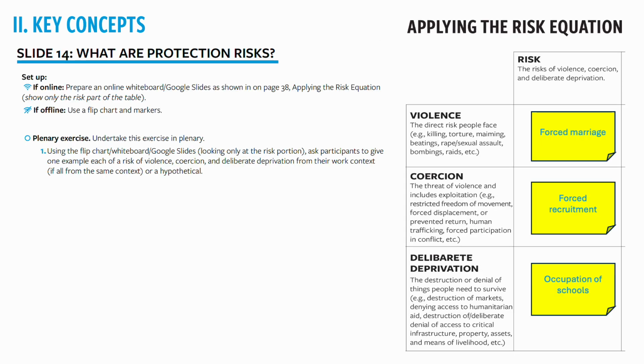This exercise is to be undertaken in plenary. If online, facilitators can use a whiteboard prepared in advance. Although it is recommended to only show the risk part of the table for now, it can also be done using a flip chart. As adults learn best by doing, once the key points have been conveyed, ask participants to provide one example of a risk of violence, then coercion, then deliberate deprivation, in the context in which they work.